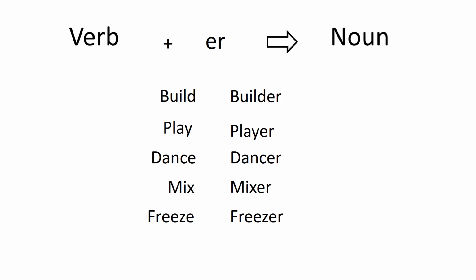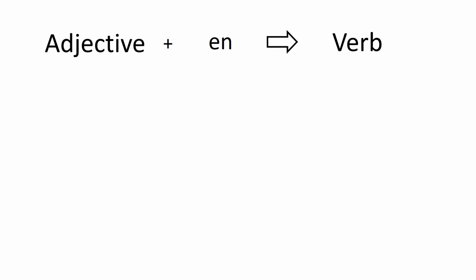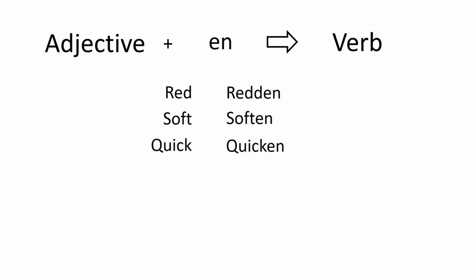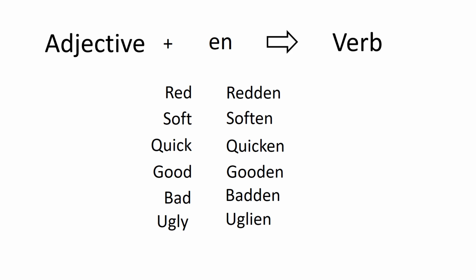We can also derive verbs from other parts of speech. We get verbs from many adjectives by adding the suffix -en. So red gives us redden, soft gives us soften, and quick gives us quicken. There are also many adjectives that can't be turned into verbs this way. Can you figure out why this works with some adjectives and not others?